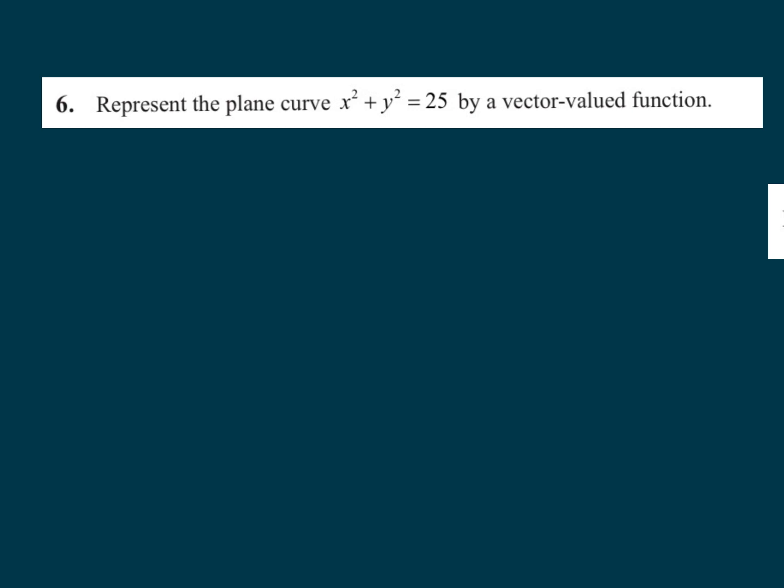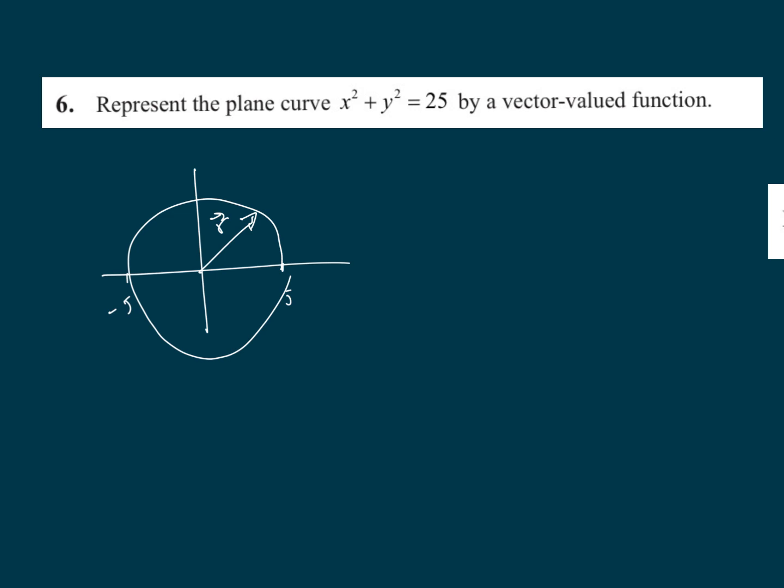Problem 6a, represent the plane, parametrize this curve. This is what it says. Find a vector value function that describes the curve that is a circle of radius 5. So I have a circle of radius 5, this is 5 and this is minus 5, centered at the origin. And I want to represent the curve like a vector value function. So I want the r moving through the curve.